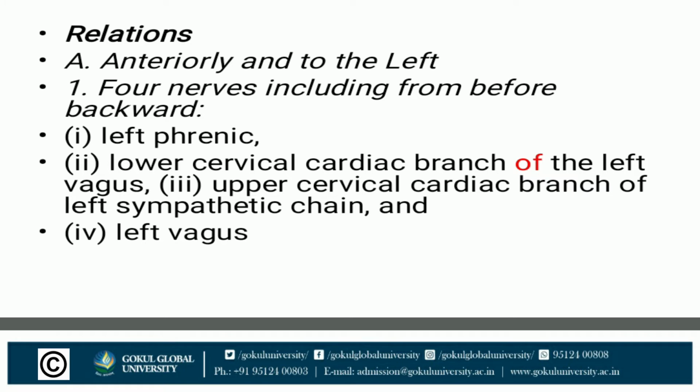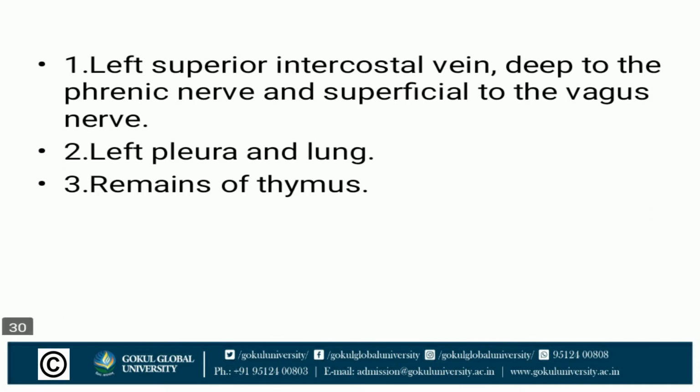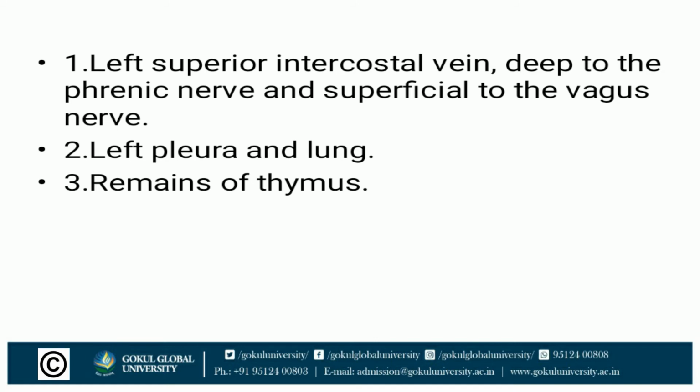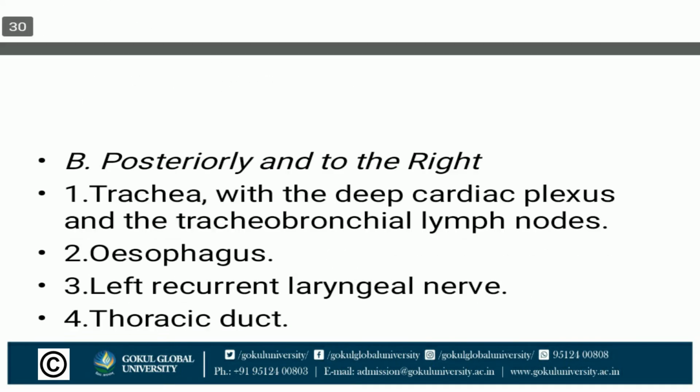Relation: anteriorly and to the left, 4 nerves including from before backward, left phrenic, lower cervical cardiac branch of the left vagus, upper cervical cardiac branch of the left sympathetic chain, and left vagus. Left superior intercostal vein, deep to the phrenic nerve and superficial to the vagus nerve, left pleura and lung, remains of the thymus.